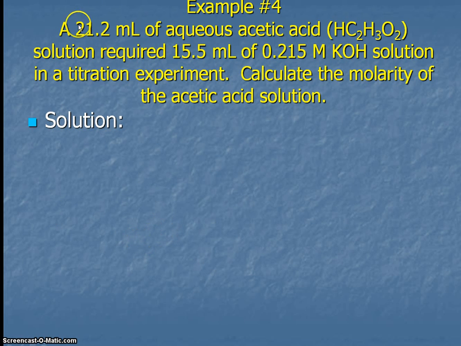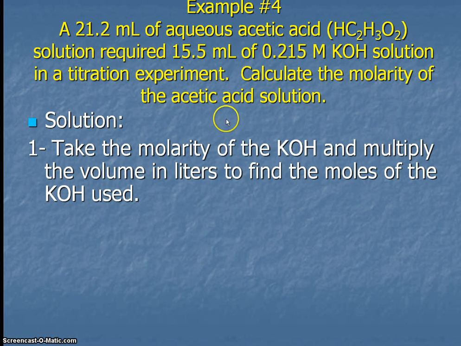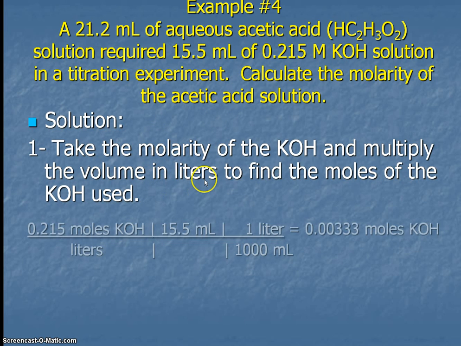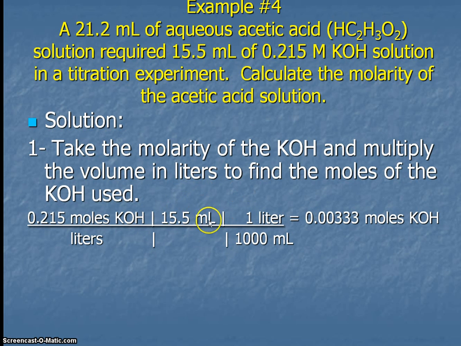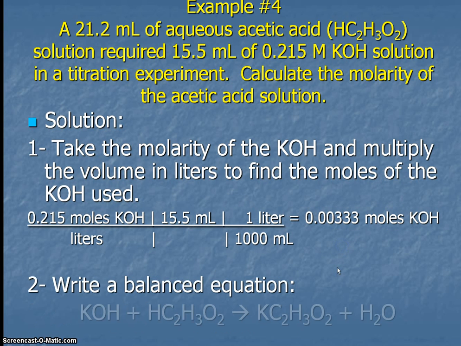So here's an example of a titration. If I have 21.2 milliliters of aqueous acetic acid requiring 15.5 milliliters of 0.215 molar KOH in a titration, calculate the molarity. So we take the molarity and multiply it by the volume to find the number of moles used. Make sure that you change the milliliters into liters, so you do end up with moles and not moles per liter per milliliter. Okay? Then you're going to write the balanced equation.